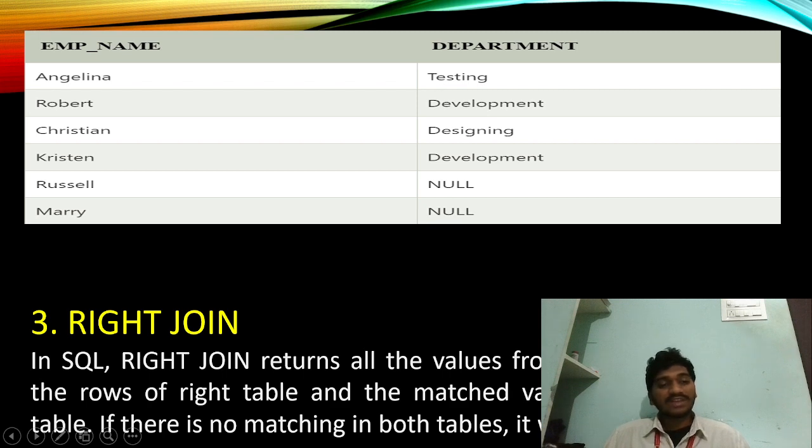See, in the case of left join, it selects all the values from the left table and selects the rows which are matching in the right table. And in case there is no matching rows, it selects null values. In case of right join, it selects all the rows from the right table and selects only matching rows in the left table. In case there is no matching rows, then it returns null values in both tables.